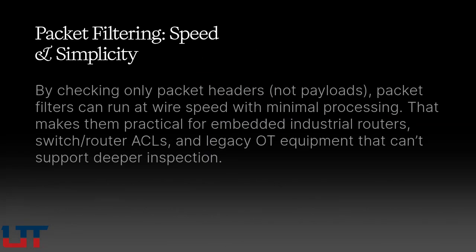Because the evaluation is based only on header fields and doesn't require deep inspection of the packet's content, packet filtering operates at a very high speed with minimal processing overhead. This makes it well suited for embedded devices with limited processing power. Packet filtering has real advantages that explain why it persists in OT environments: speed and simplicity. Because it only reads the packet headers, not the payload content, it can process traffic at wire speed on minimal hardware. This makes it practical for embedded industrial routers, access control lists on managed switches, and legacy OT network equipment that doesn't have the processing power for more complex inspection.